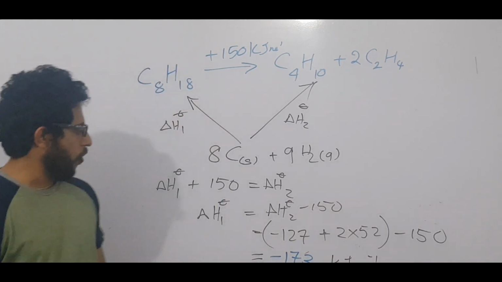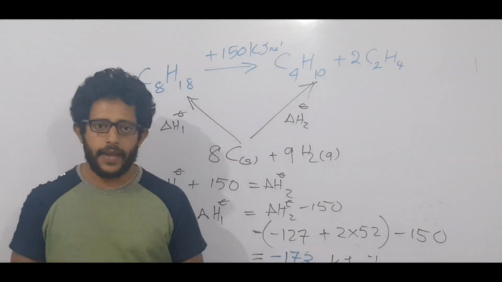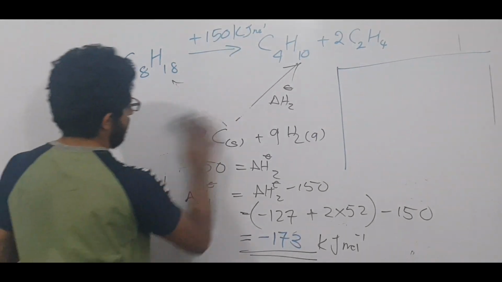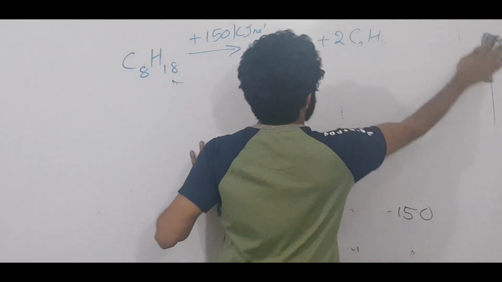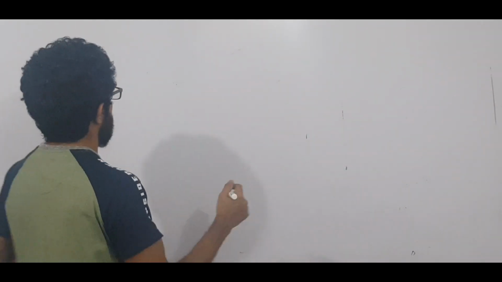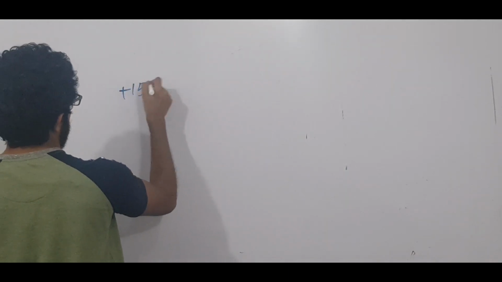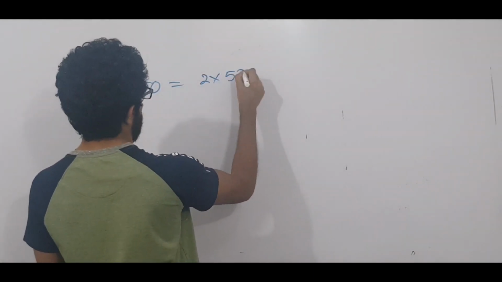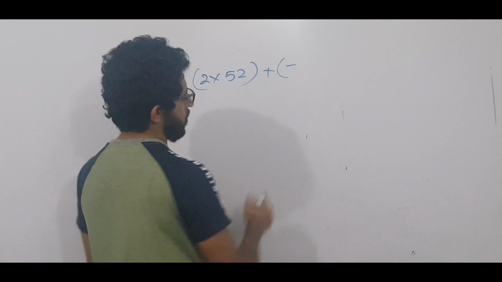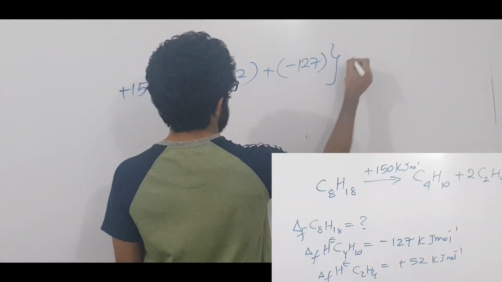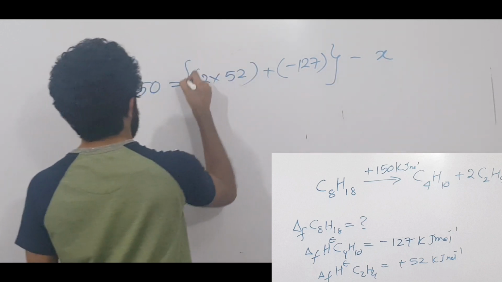That is the enthalpy change of formation of C8H18. Now if I apply the equation, I'll erase everything here. The enthalpy change of reaction is 150. That is equal to the summation of products. So products have 2 into C2H4, so 2 into plus 52, plus the formation enthalpy of C4H10, minus 127. Products minus reactants, that is what they are asking. Only one reactant is there.